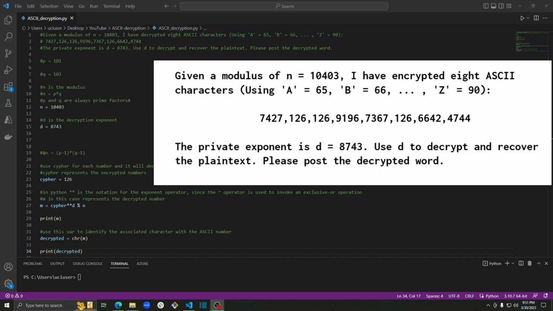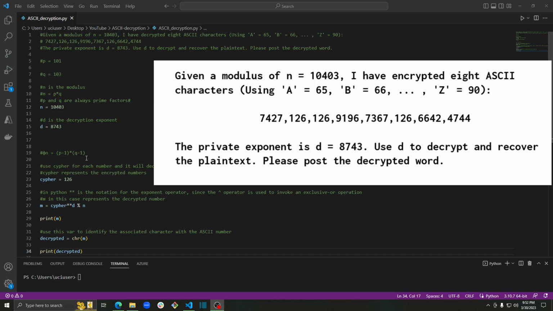So today we are going to be discussing a problem that one of my colleagues is working on. Essentially, they were given this problem up here, and you can also see it here. They were given the modulus n, and using that modulus, there were 8 ASCII characters encrypted.